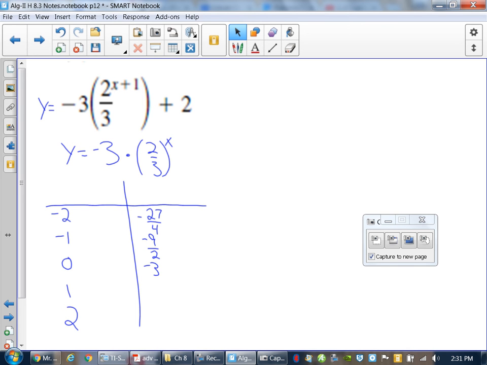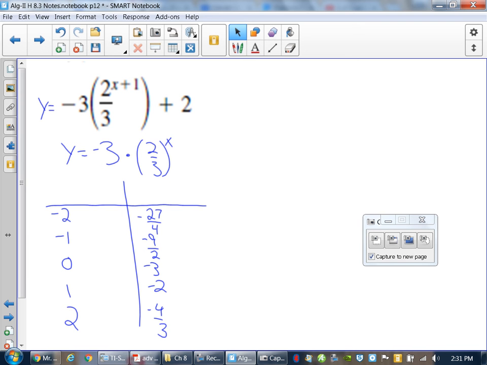And then I have -3 times 2/3. And then if I square 2/3, I get 4/9. Which becomes what? -4/3, very good. So it's not that the fractions here are awful. It's just remembering your properties of exponents.